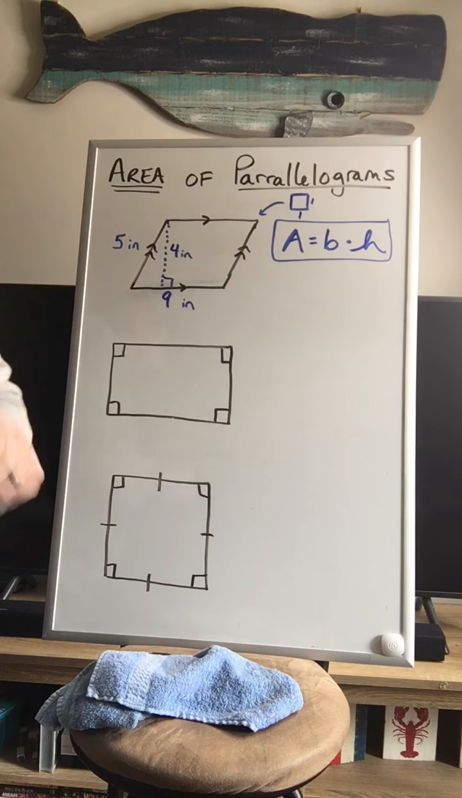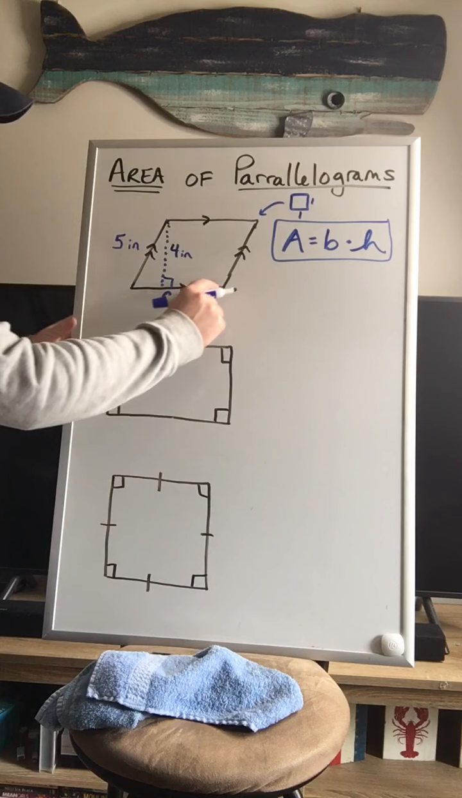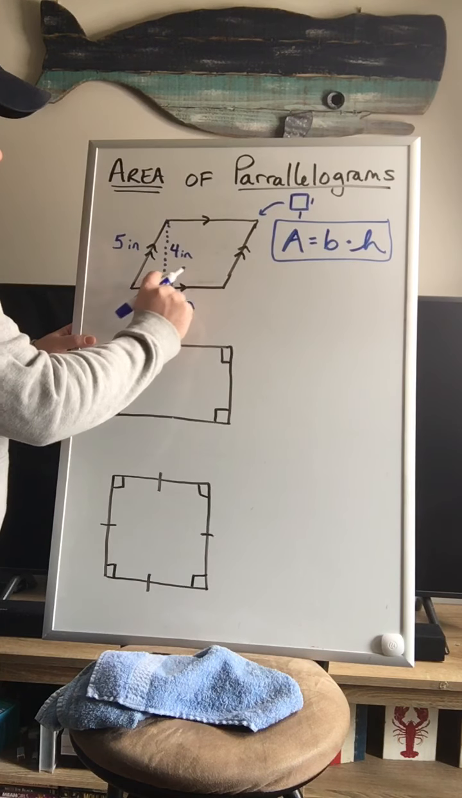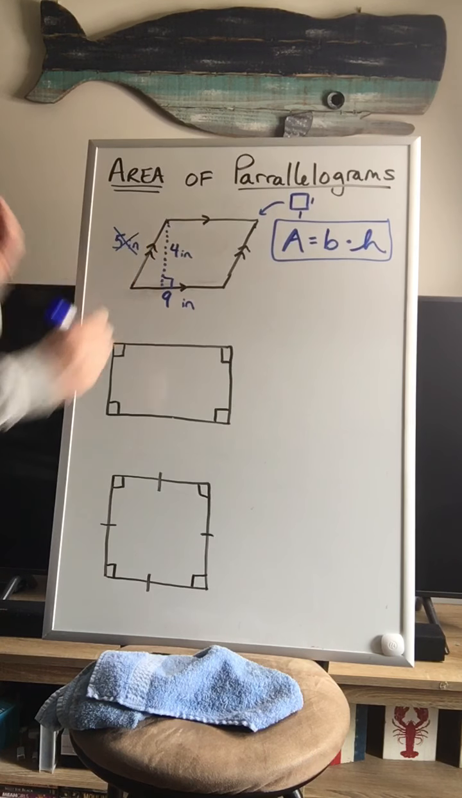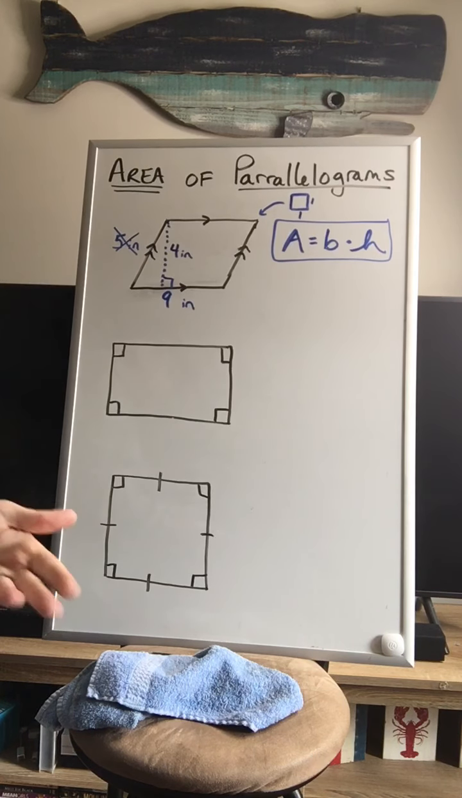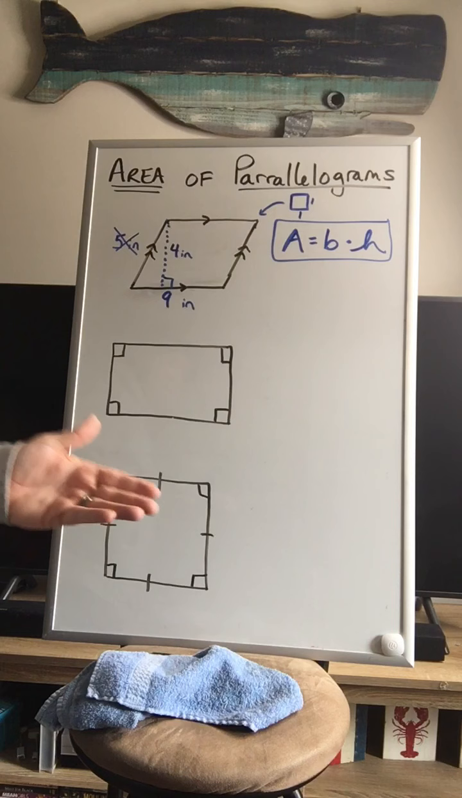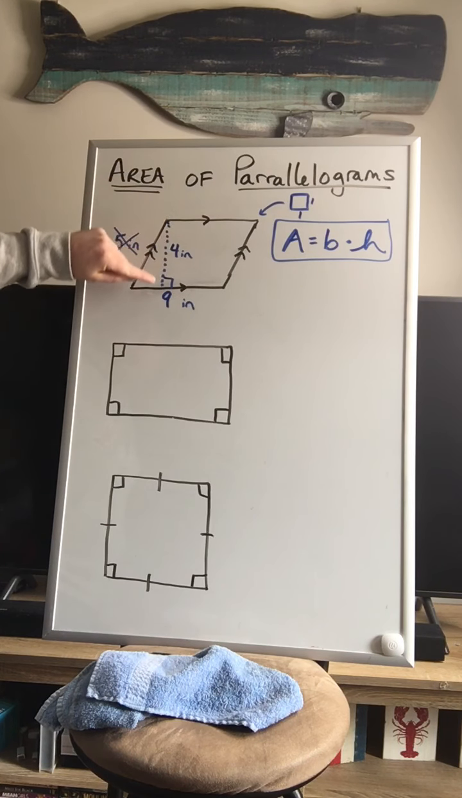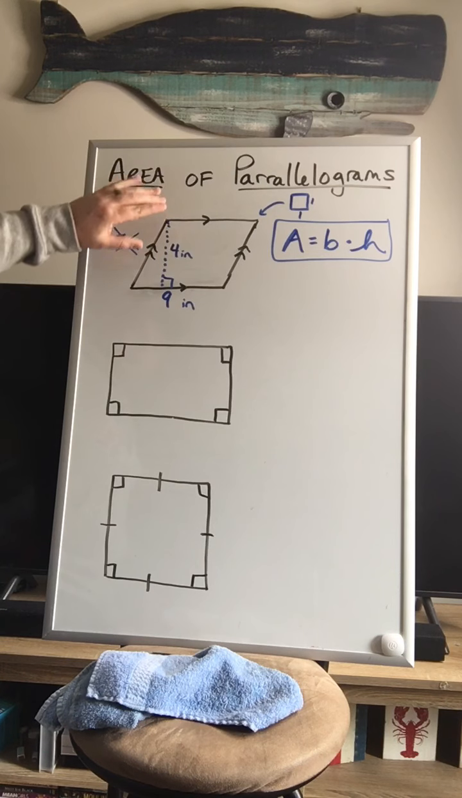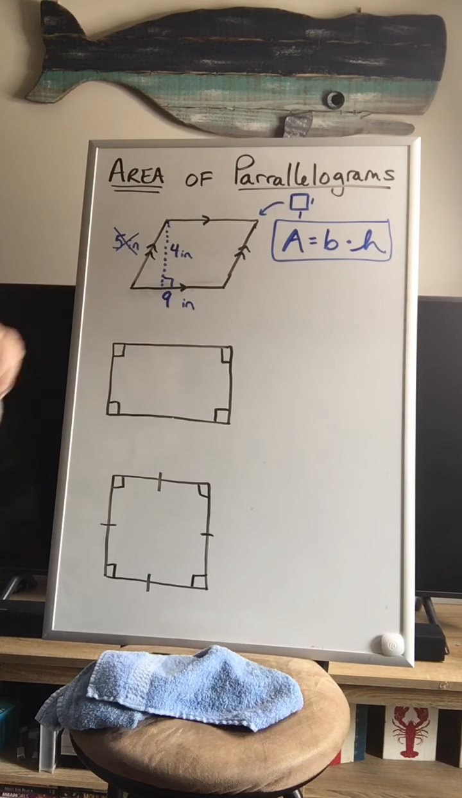So to find the area of this, I could call this the base, and then this is the height. I'm actually not going to use the 5 of the slanted side to find the area. Because if I'm calling the bottom side the base, then the height is how high the parallelogram is. So this 5 is really irrelevant to me.